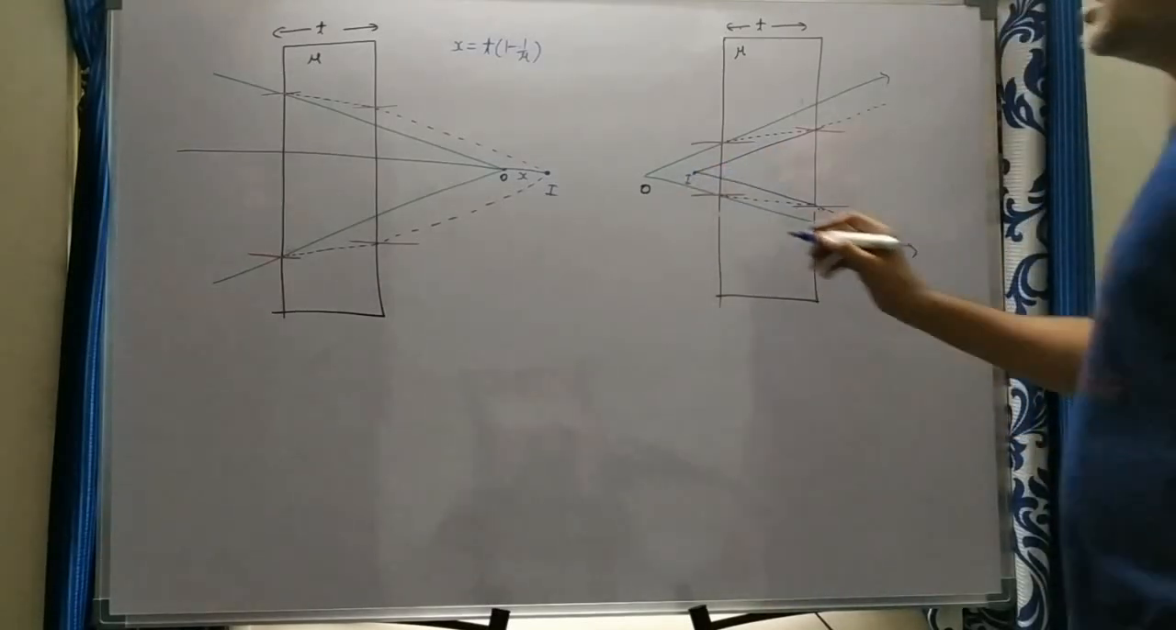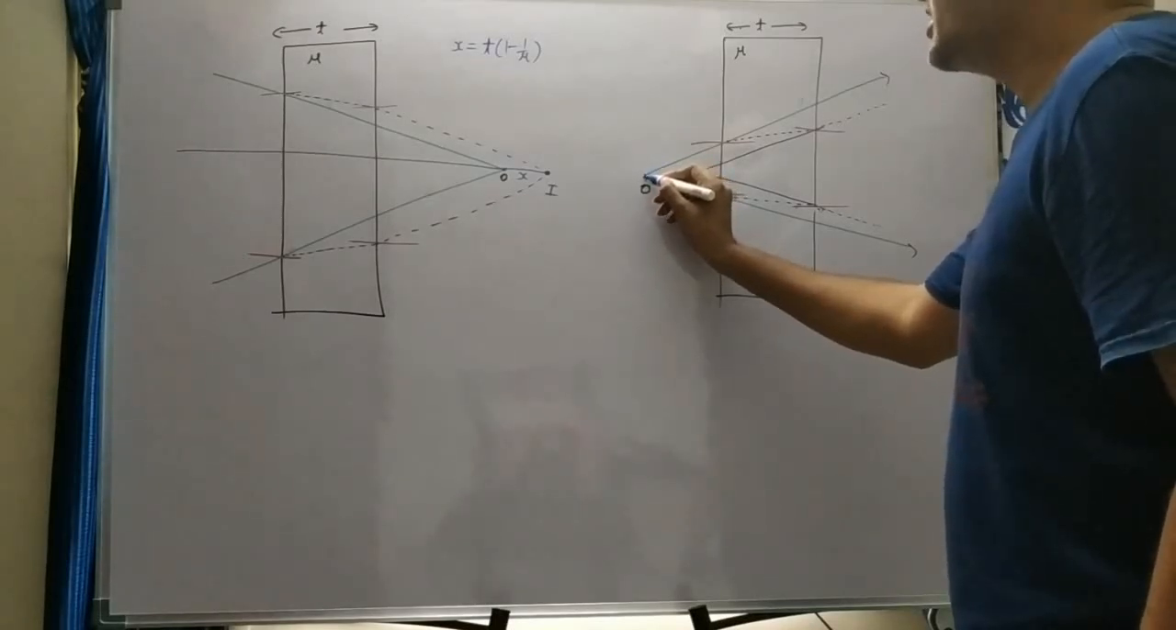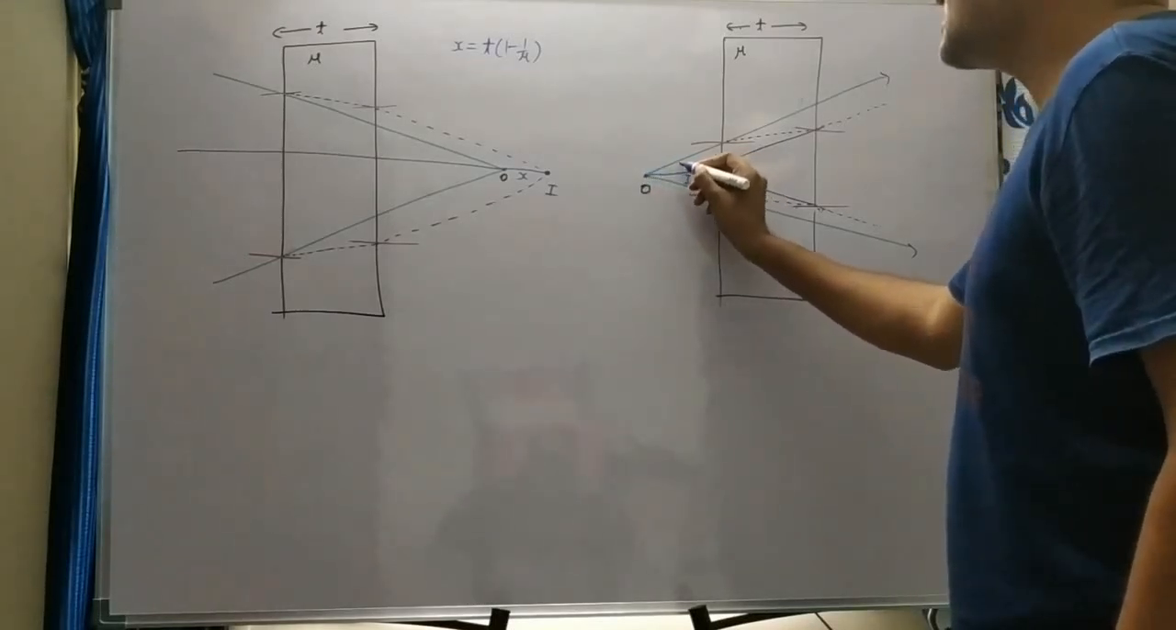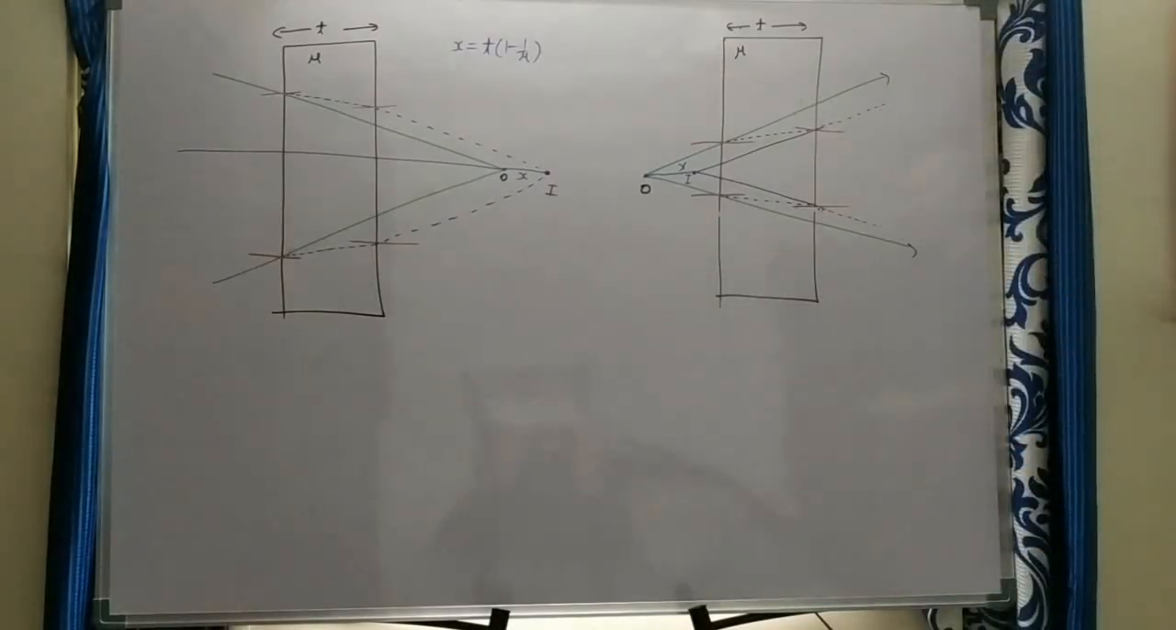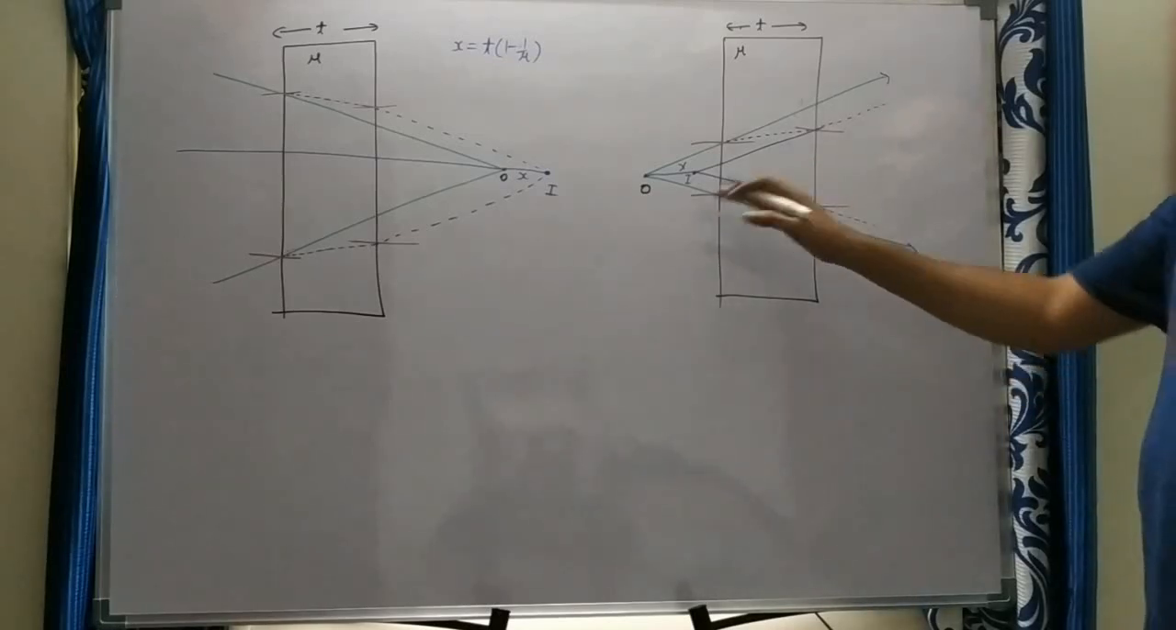The distance between the initial position of the object and the image, you can take it as x, the shift in the position of the diverging point. Now see one of the applications of apparent shift. With the help of this we can calculate the refractive index of any liquid, any medium.